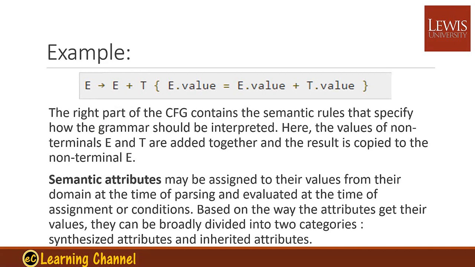So you are writing your own attribute grammar and then feeding that into the tool. The context-free grammar we talk about that is fed into the so-called parser generator is actually an attribute grammar. It is a special kind of context-free grammar. Is that okay? Yes. So semantic attributes may be assigned their value from their domain at the time of parsing. Okay, whatever it is, actually okay.